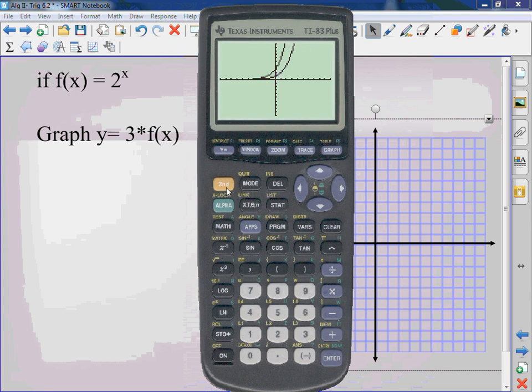Does that mean it gets bigger 3 times faster? Right. So originally at -3, you had 1/8. Now it's 3/8. At -2, it's 1/4. Now it's 3/4. At -1, it was 1/2. Now it's 3/2. At 0, it's 1, but now it's 3. It's 3 times faster. You can make a table just by doing this, too.